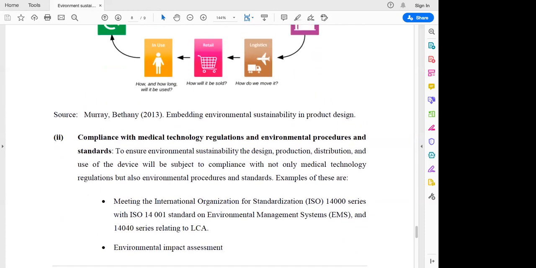Another tool that you can use is to make sure that your device complies with the medical technology regulations and environmental procedures and standards, okay? And there are quite a number of them, including the ISO 14000 series, where you have the 14001 standard on environmental management systems, and 14040, which looks at whether you have complied with life cycle assessment. In some countries, and I think most countries in Africa, you'll be required to do an environmental impact assessment to make sure that your product or project does not impact on the environment. You will be subject regularly to environmental audits.